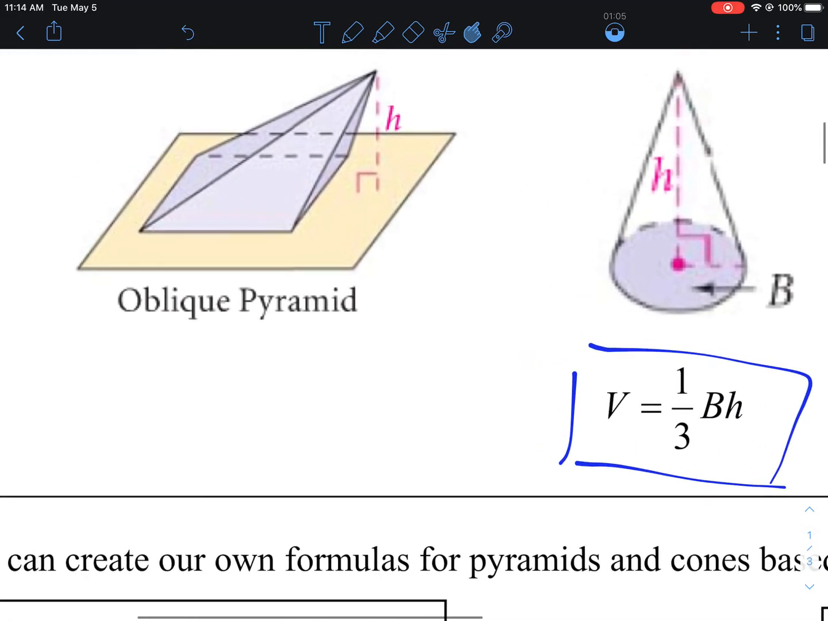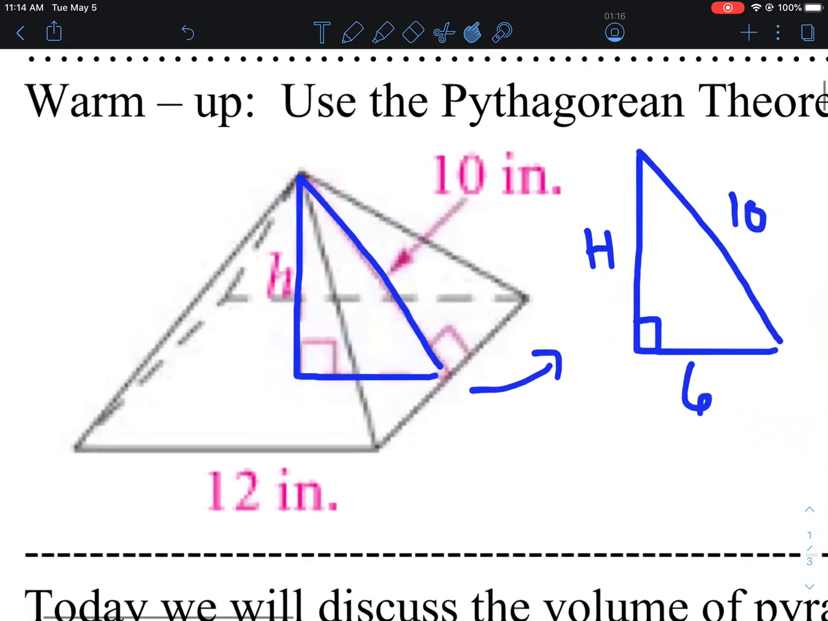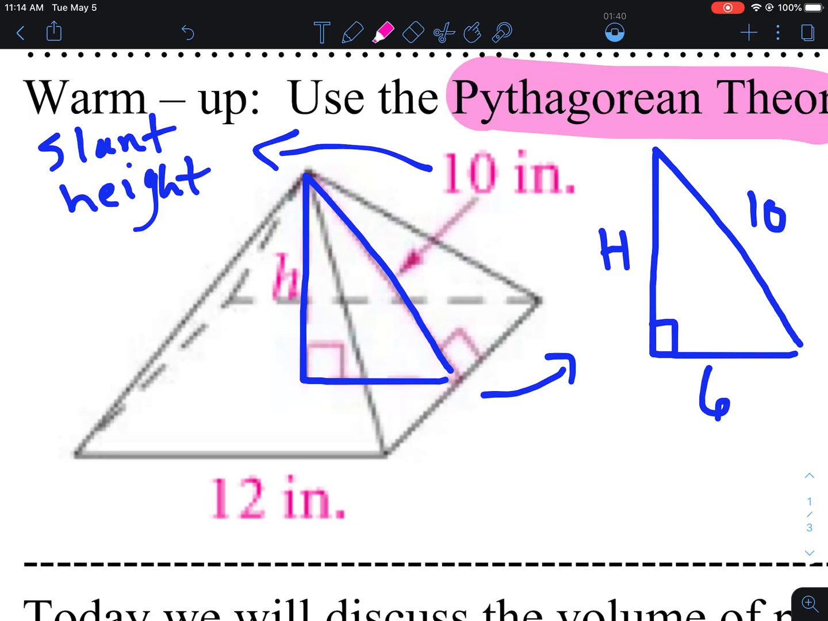square pyramid. Now, this picture to the left, oblique pyramid, that just means if it's slanted, you still need the regular height. That's what you'd use in the formula for volume. And the reason that's important is sometimes you're given what's called the slant height. So this 10 right here is called the slant height, and we don't need that when we find volume. We need the actual height. We want to know how tall an object is, not how tall it is on a diagonal or on a slant. So if you're given a slant height like you are in this picture, you have to use Pythagorean theorem to figure out the actual height.